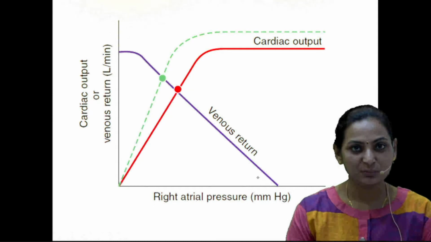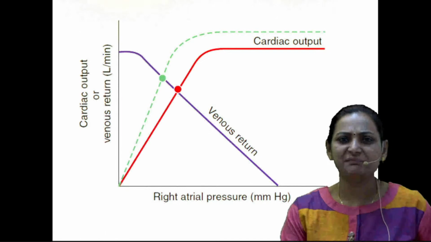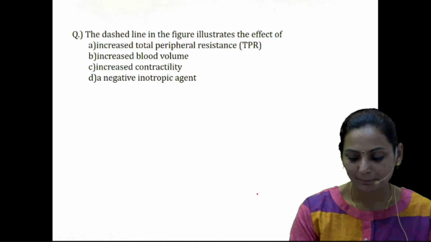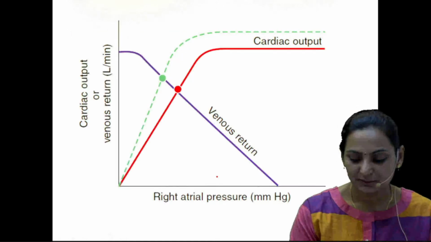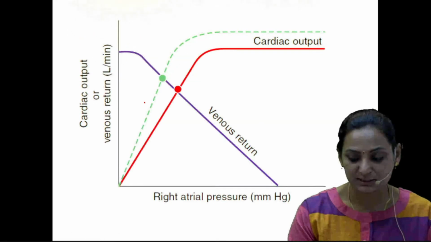The graph seems to be very difficult, but we have to understand the simplified explanation for this. Okay, so look into this graph, and the question for this graph is, the dashed line in the figure illustrates what? Dashed line, this line, the dashed line in the figure illustrates what?